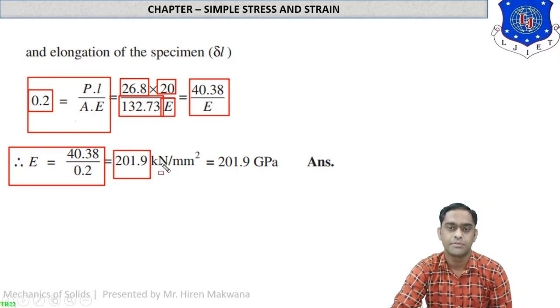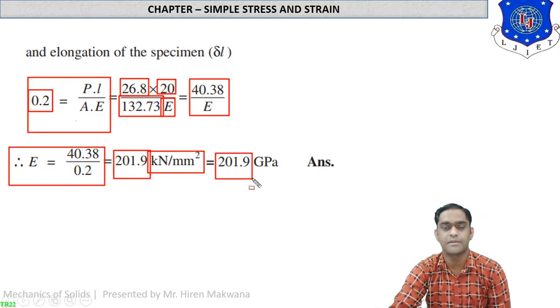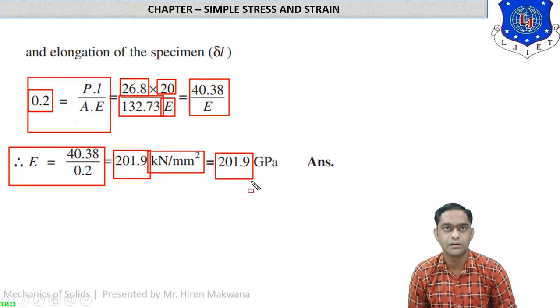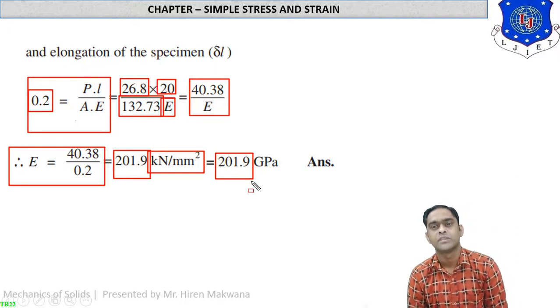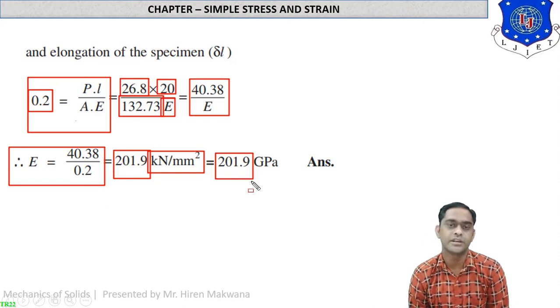Now remember this, kilonewton per mm square means 201.9 gigapascal. It is the reverse: by removing kilo, you are adding 10 raised to 3, so it will give the answer in gigapascal. So must remember these unit conversions.